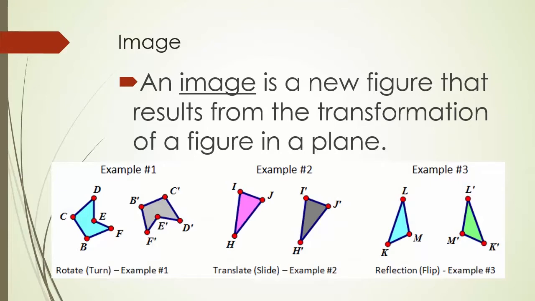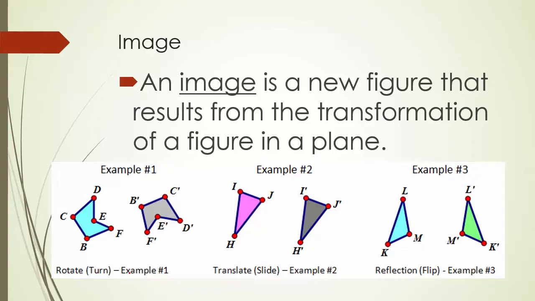Let's start with some vocabulary. Our first vocabulary word is image. An image is a new figure that results from the transformation of a figure in a plane. So looking at these examples, there are three kinds of transformations that we're going to learn in this section.